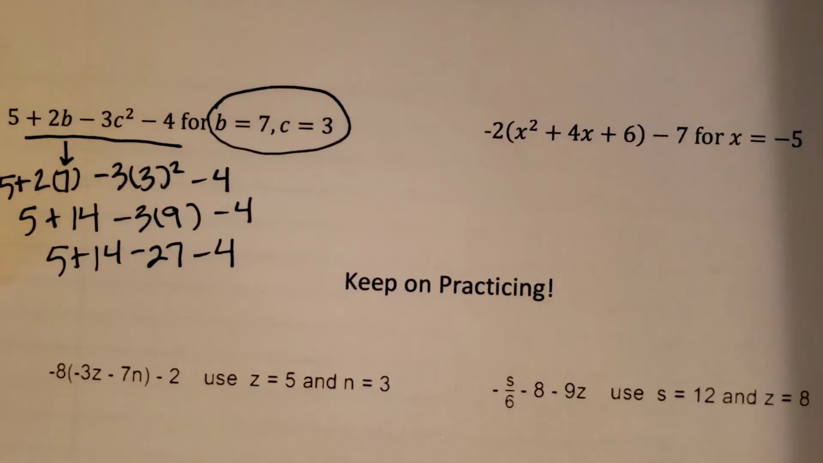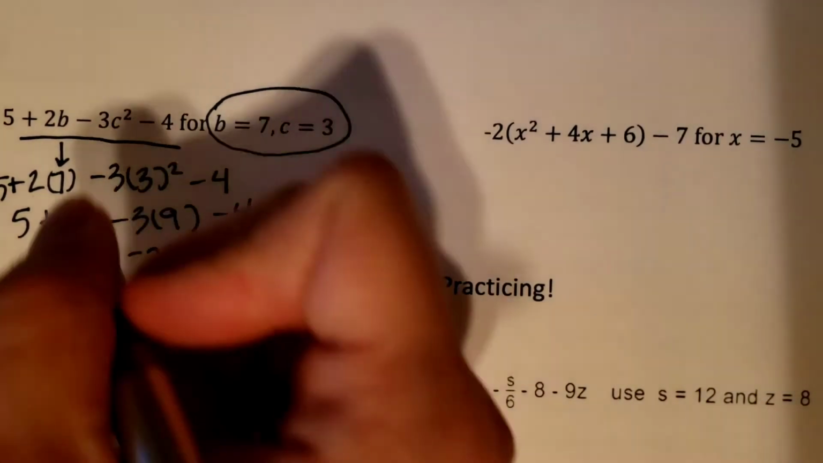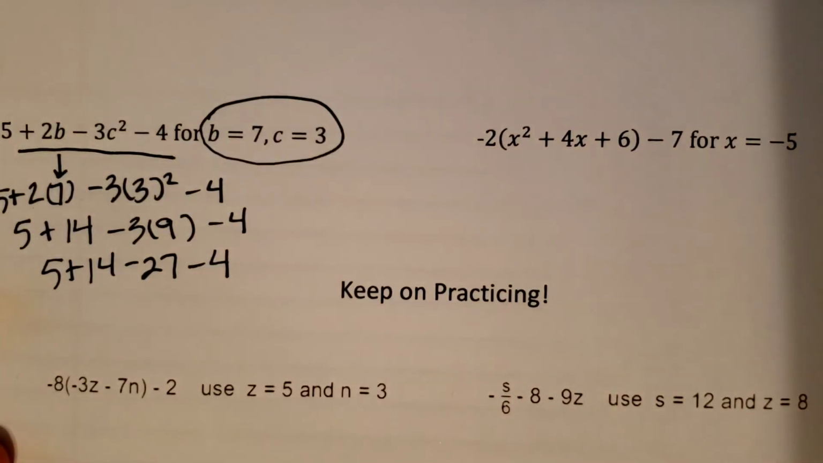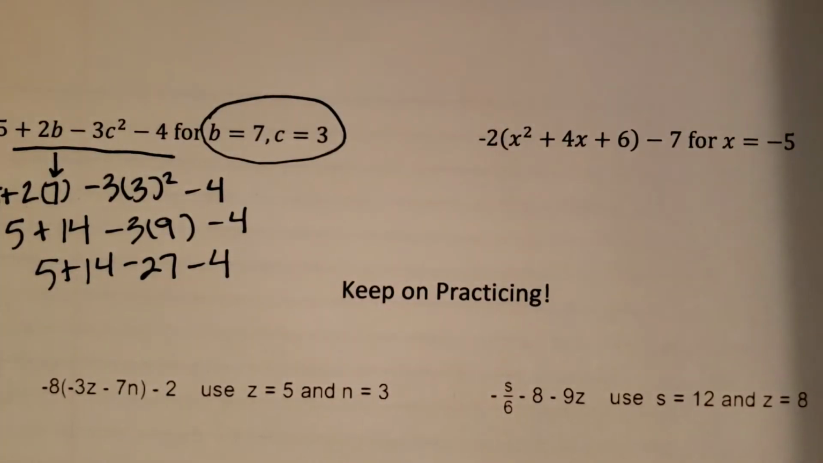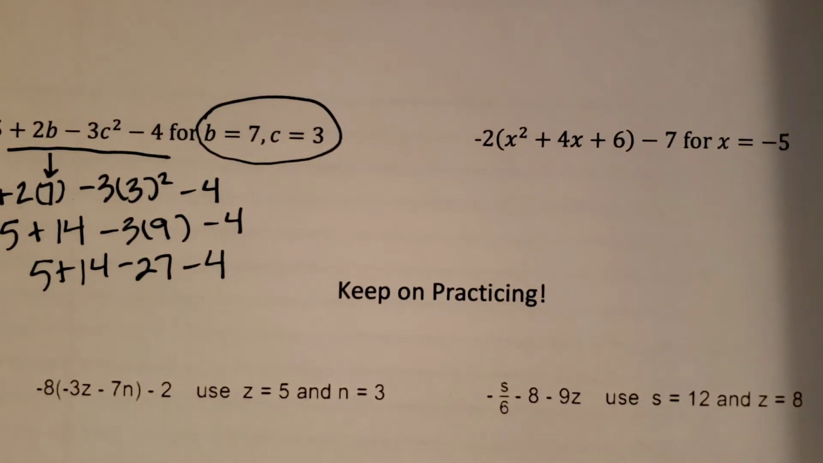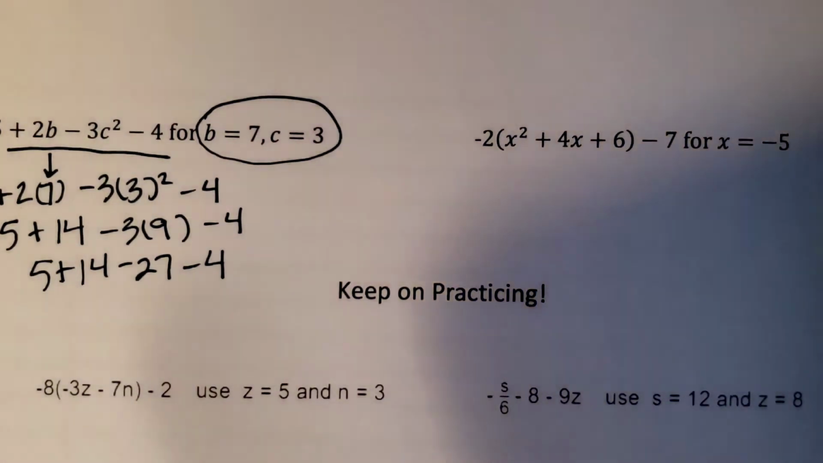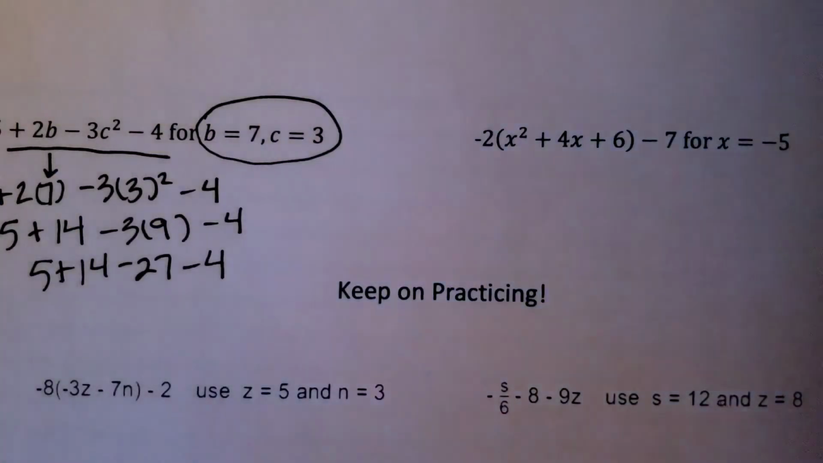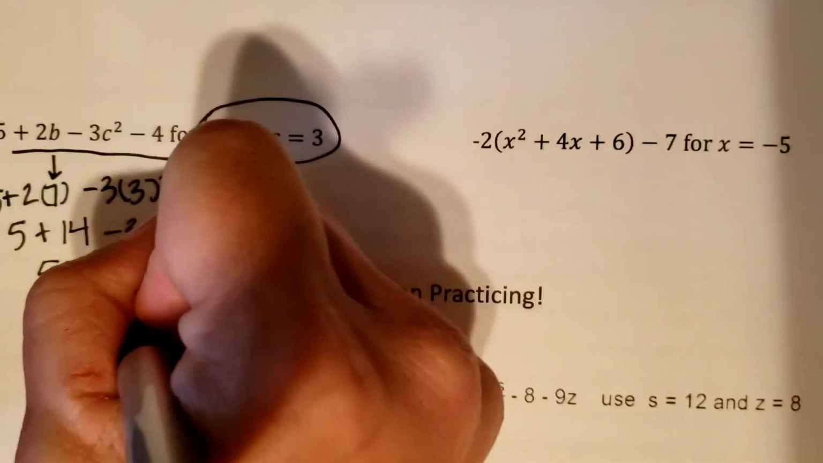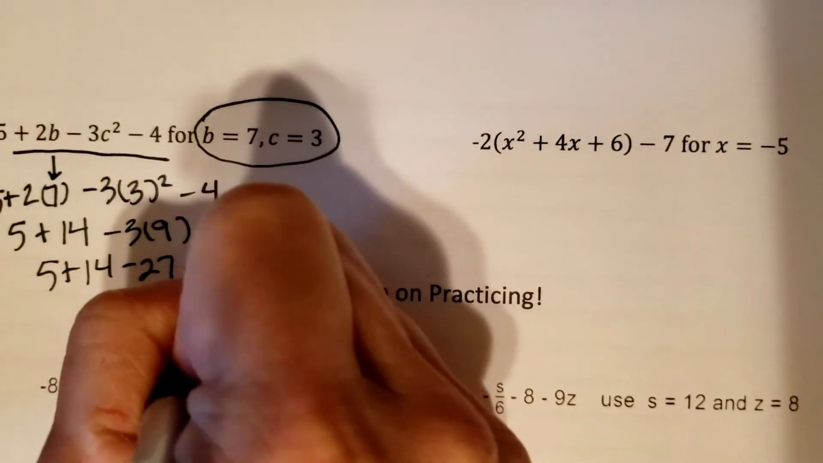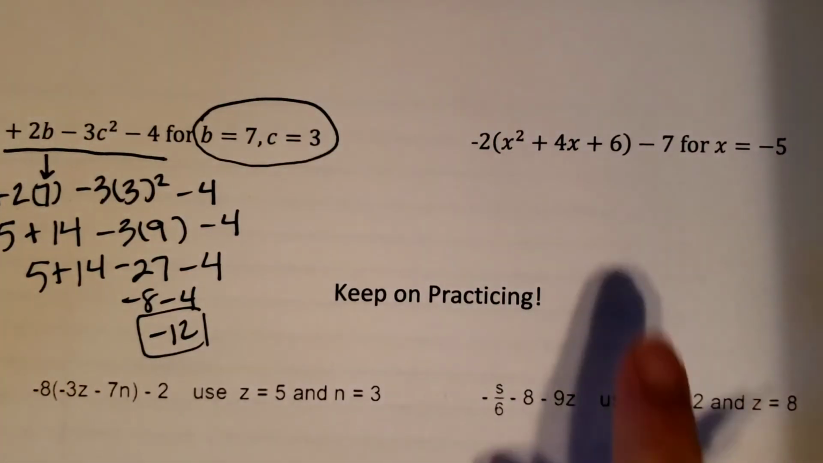5 plus 14 is, of course, 19. 19 minus 27 should put you back, if I'm not mistaken on that one, at -8. So let me double check. 19 minus 27. You do want to work from left to right on these, okay? So 19 minus 27 is -8. -8 minus 4 is -12.